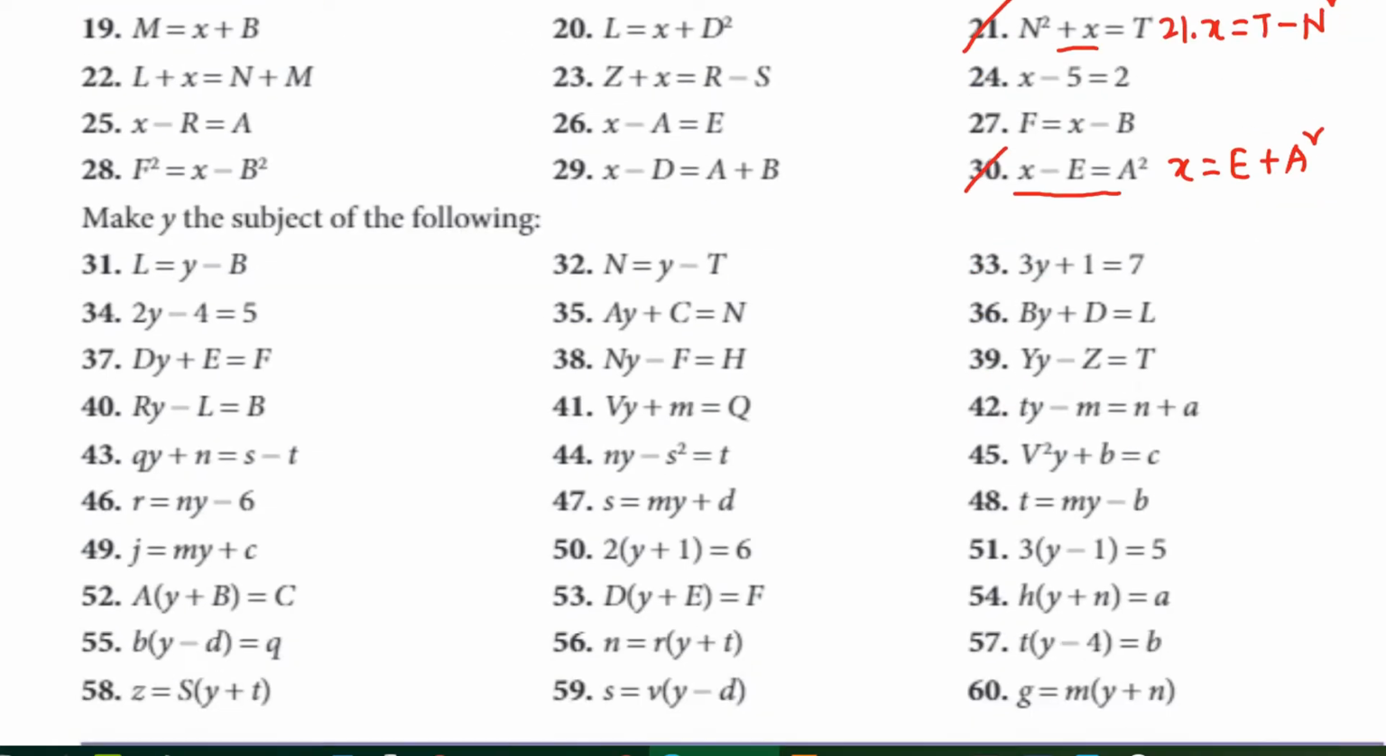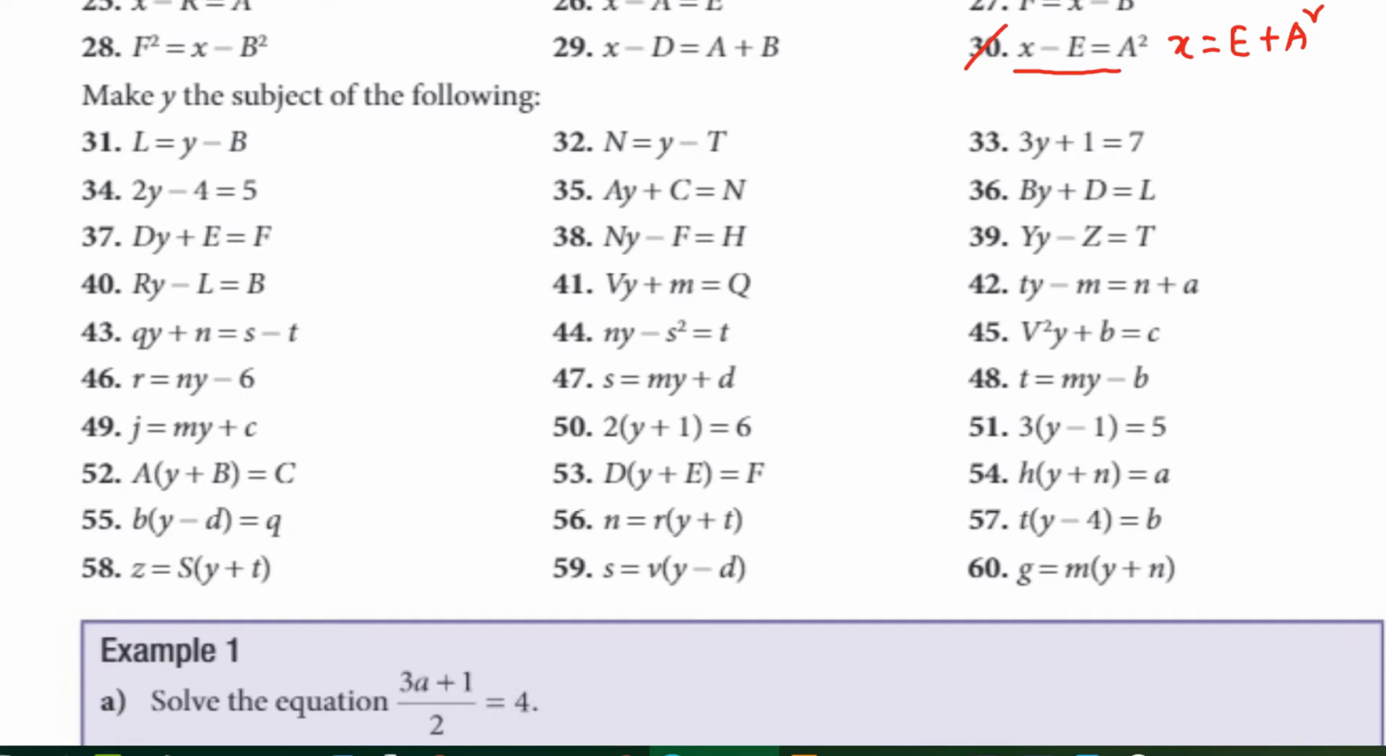Let me show you also from here some other questions. This question is asking you to make y as a subject. Say I choose some of the questions from here, I'm going to show you right now how to do that. See, those are the questions. So the first one, it is written here ay, we can write here ay equals to n minus c. Now just one line needed, y equals to n minus c divided by a. This is the answer of question number 35.